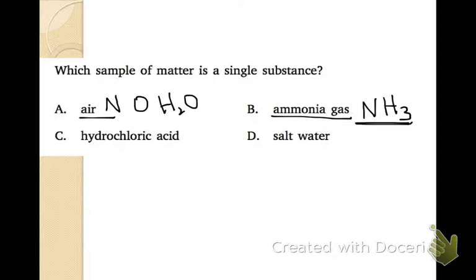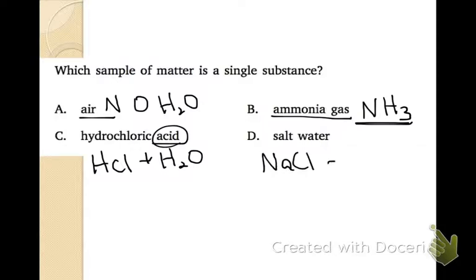Let's take a look at the others. C, hydrochloric acid. So this is HCl. And we haven't quite looked at this yet, but if you see anything with an acid, it's added in with water. And then D, salt water. So here you could have NaCl and H2O. So the only thing that's a single substance is B, ammonia gas.